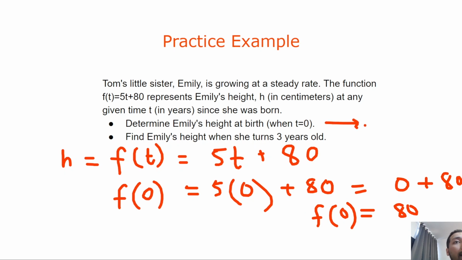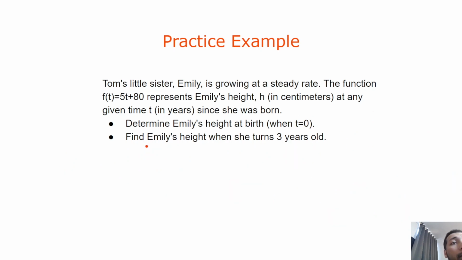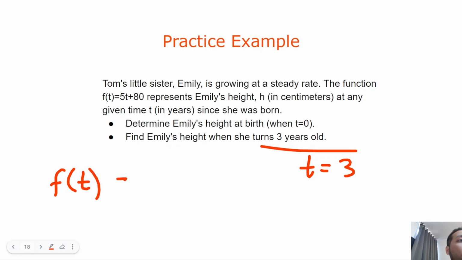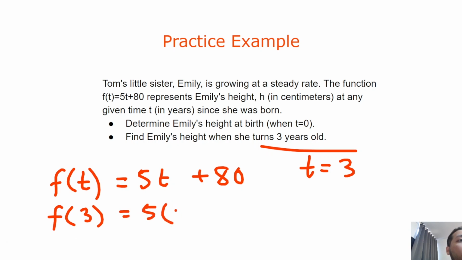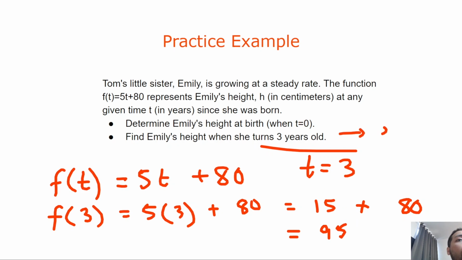In terms of words, we can say that this is 80 centimeters because the height is represented with centimeters. Now the second problem says find Emily's height when she turns 3 years old. Now the time is t equals 3. We apply the same strategy. We have this function f of t equals 5t plus 80, and we just replace this t with 3. So over here we just replace this t with 3, and once we replace this t with 3, we just replace this t with 3 as well. So now we have 5 times 3, that is 15, plus 80, this is equal to 95. Now that means it would be 95 centimeters because the height is expressed in centimeters over here.